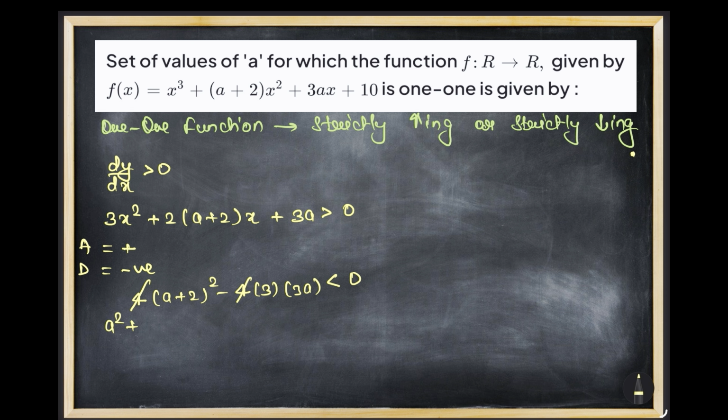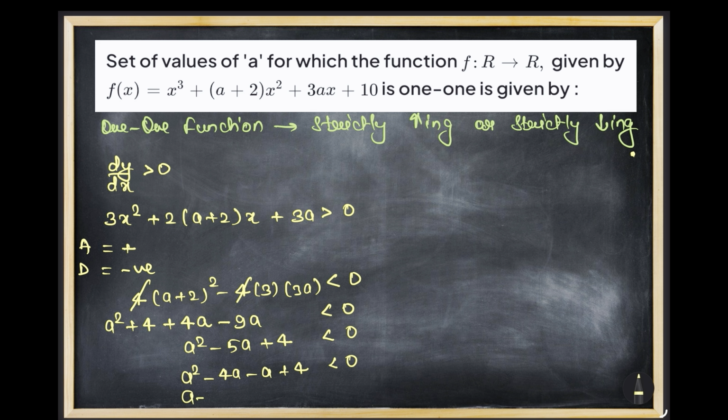So a square plus b square plus 4a minus 9a less than 0. So it is a square minus 5a plus 4 less than 0. a square minus 4a minus a plus 4 less than 0. (a minus 4)(a minus 1) less than 0. So if you observe, the roots are 1 and 4, with the signs plus, minus, plus.